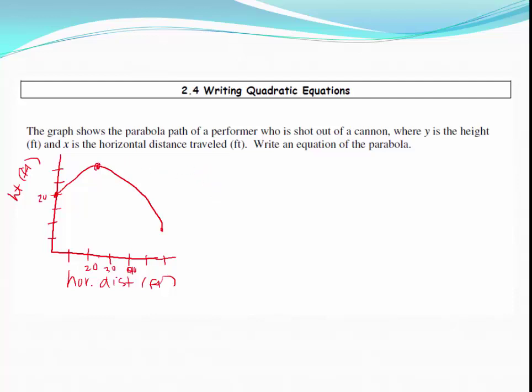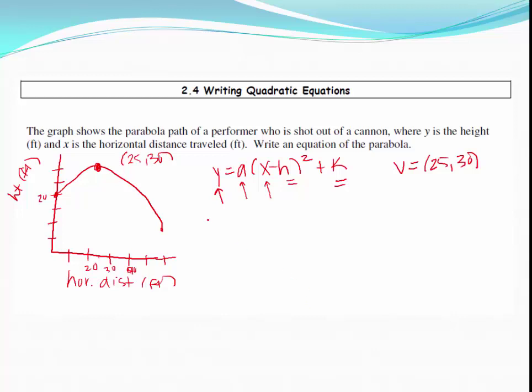Well, if I look closely, this is our vertex. And so our vertex is at 25, 30. So most likely I'm going to use vertex form, knowing that the vertex is the coordinate 25, 30. But what I don't know are these currently.